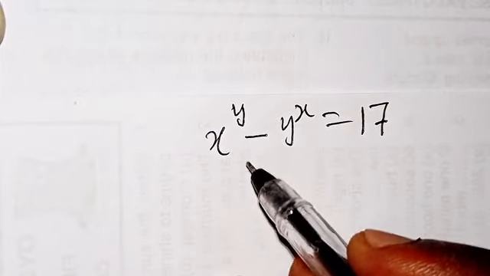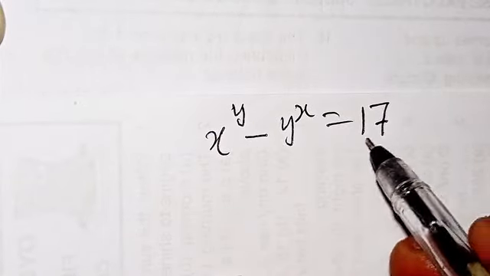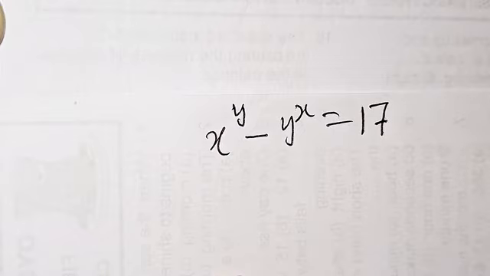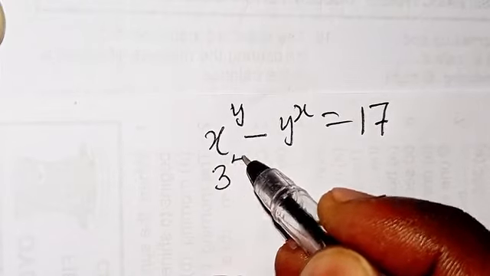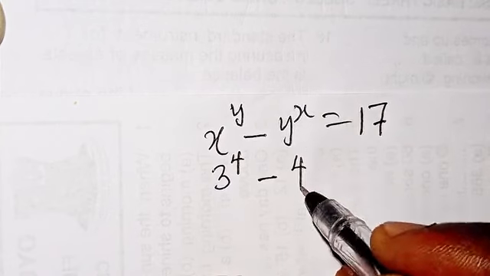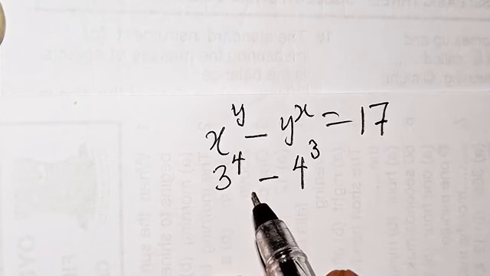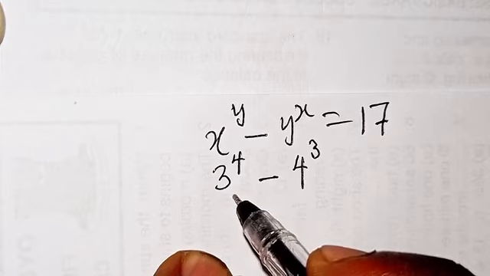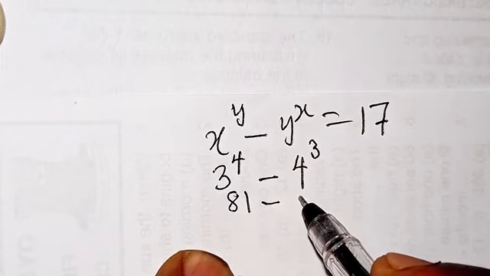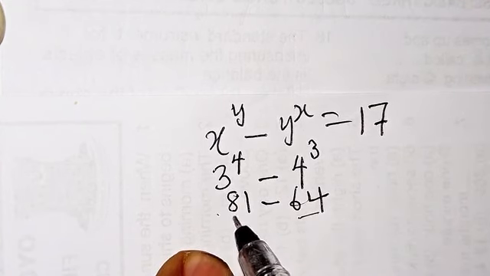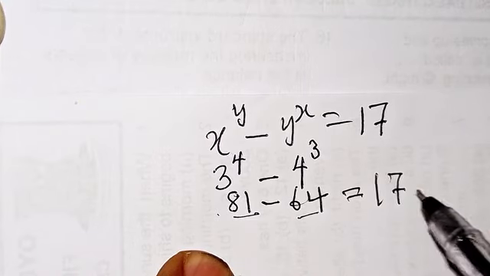So x raised to power y minus y raised to power x equals 17. So we said x equals 3, and y is 4. Minus y is 4, we have 3. So now 3 raised to power 4 is going to give us what? 3 raised to power 4 is 81. Minus 4 raised to power 3 is 64. So take away 64 from 81, we're going to have 17.